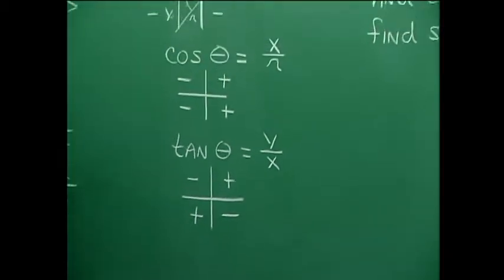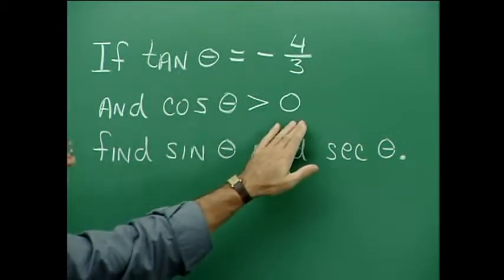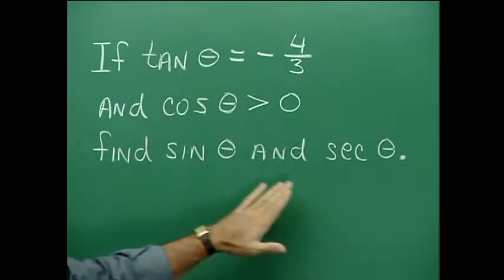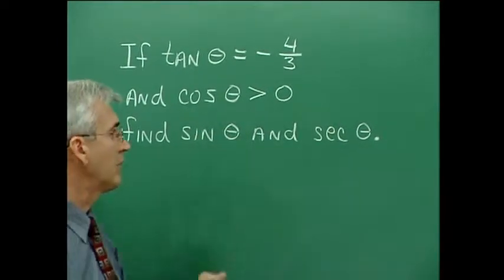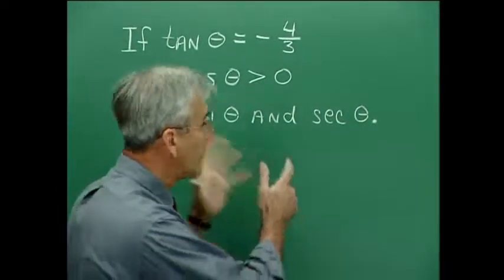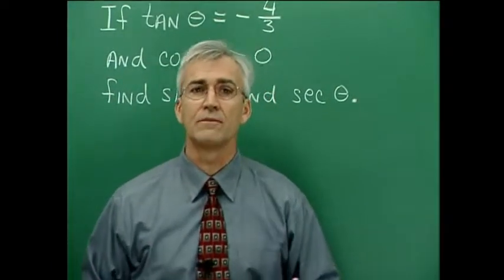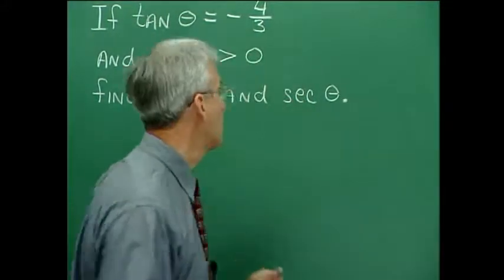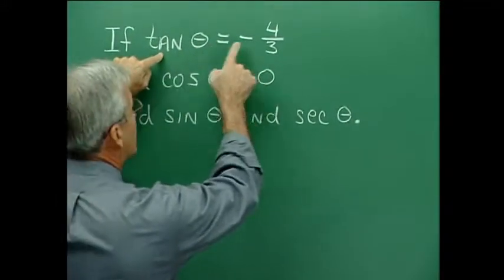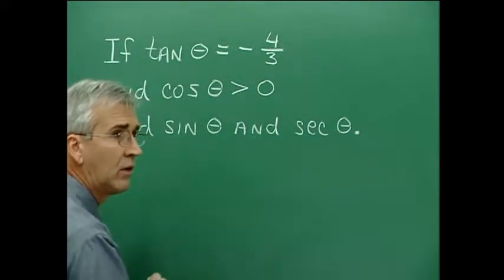Now, we use this information like this. Suppose we know that tangent theta is negative 4/3 and cosine theta is positive. We'd like to find sine theta and secant theta. To find sine theta and secant theta, we need to be looking at ratios, and therefore at lengths of sides. So we need to structure a triangle somewhere. We may know already that because the tangent of theta is negative, we're situated in one of two quadrants, but which quadrant are we located in?